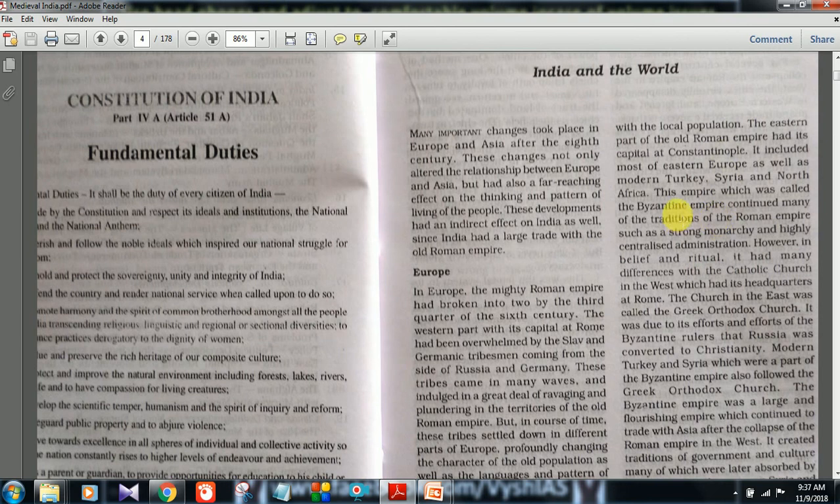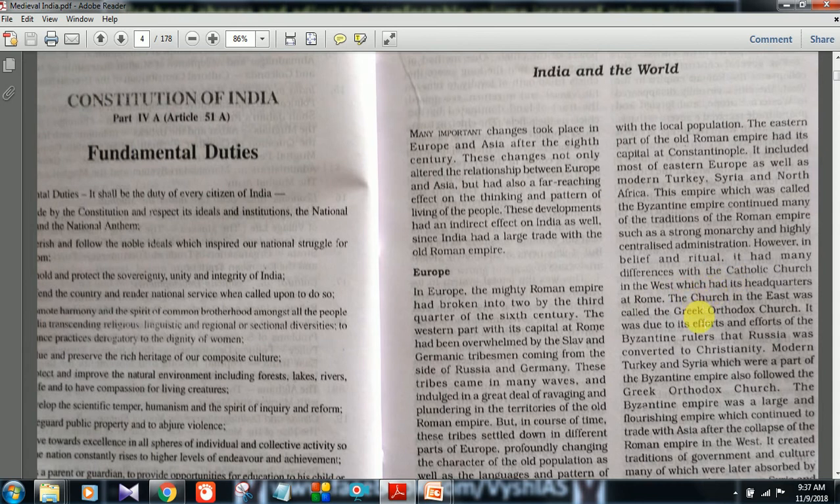Now this empire, which was called the Byzantine Empire, continued many of the traditions of the Roman Empire, such as strong monarchy and highly centralized administration. Okay, so central administration and strong monarch. However, in belief and ritual, it had many differences with the Catholic Church in the West, which had its headquarters at Rome. Okay, so one side it is Rome, another side it is Constantinople, and they are telling what the differences and similarities are.